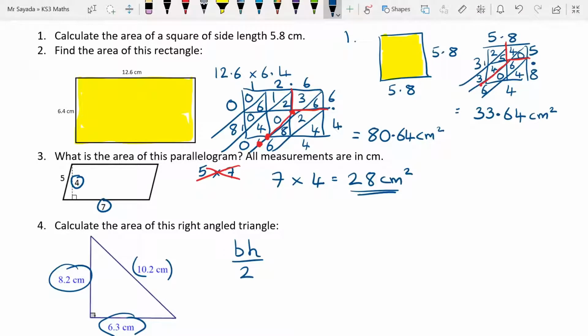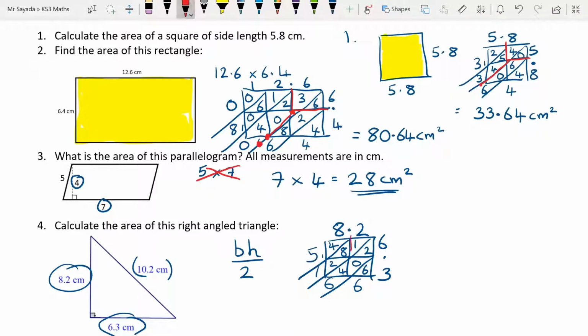So we need to do base times height divided by 2. So let's do the base times height first. So 8.2 times 6.3. Let's do the times tables together. 2 times 6, 12, 2 times 3, 6, 8 times 6, that's a harder one. People always forget this one. 48, and 8 times 3, 24. We add the diagonals, we get 6, 6, 11, and 5. And then we need to see where the decimal points go. So we go down from there, left from there, along the diagonal, and that gives 51.66.